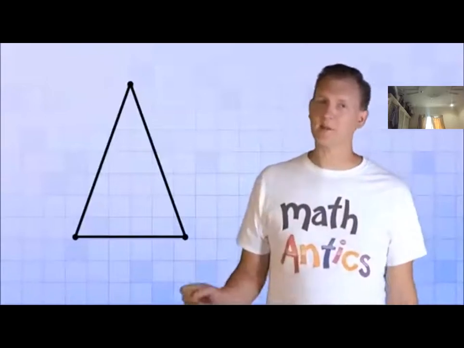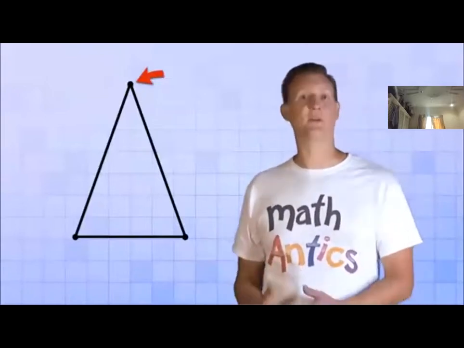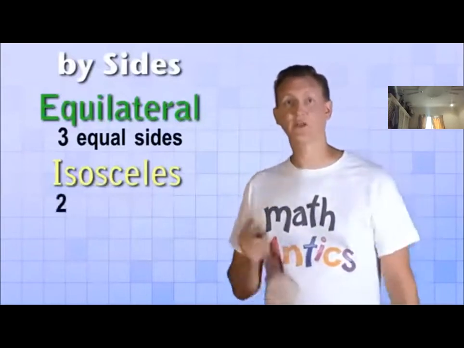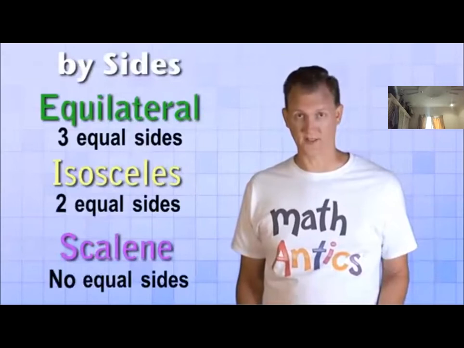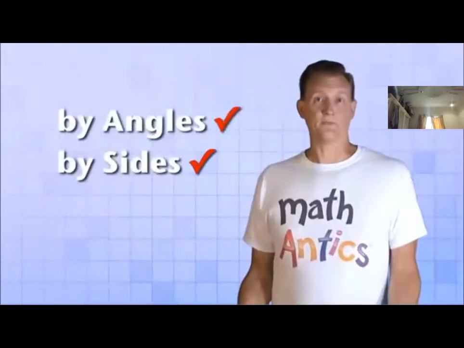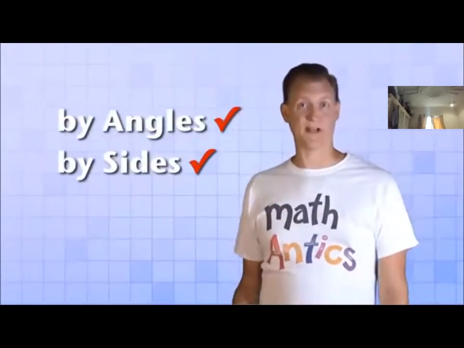And finally, to see the third possibility, let's move that same top vertex again, but this time to the left. Now, all the sides are different lengths. This type of triangle is called a scalene triangle. So those are the three possibilities when classifying triangles by their sides. Equilateral triangles have three equal sides. Isosceles triangles have only two equal sides. And scalene triangles have no equal sides. That way was pretty easy too. The hardest part is just remembering the names.